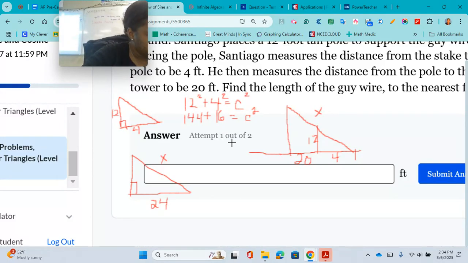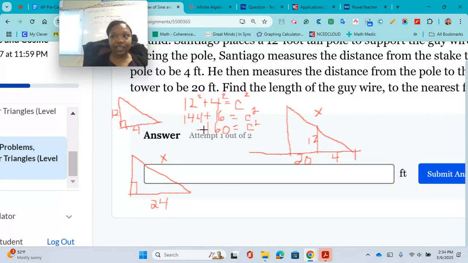144 plus 16. That's 160. Okay. We got c squared equals 160.